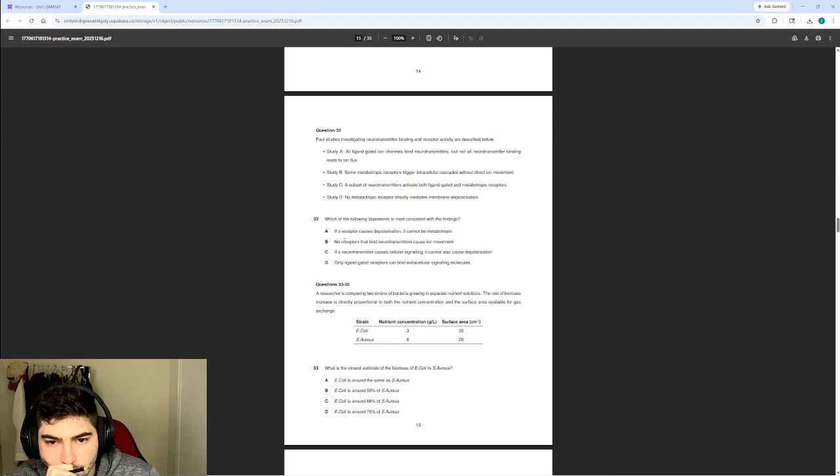So let's look at study B. Some metabotropic receptors, again, don't know what metabotropic means. Some metabotropic receptors trigger intracellular cascades without direct ion movement.